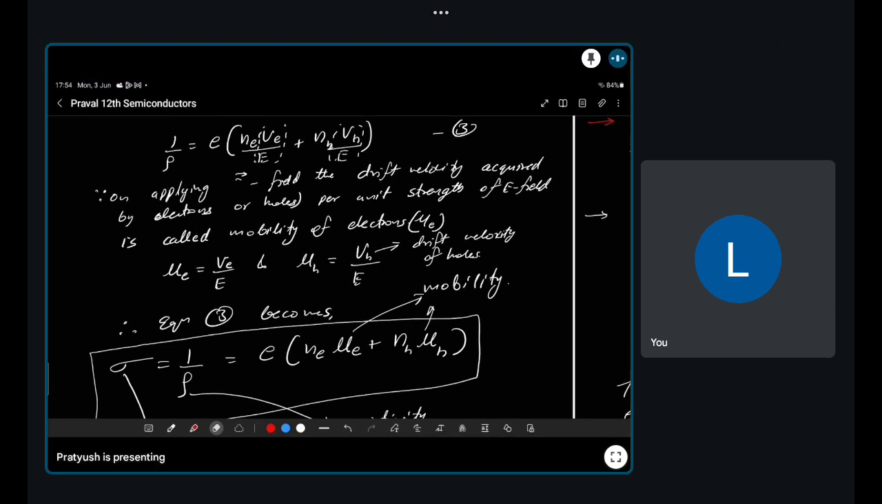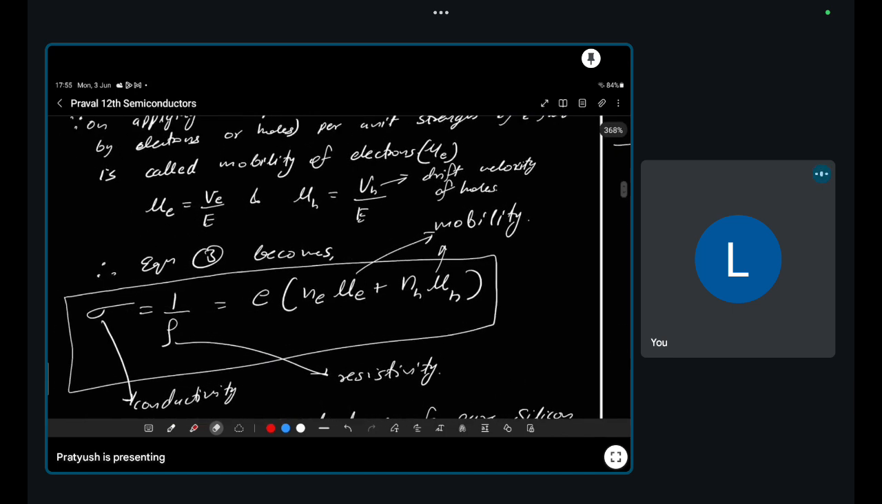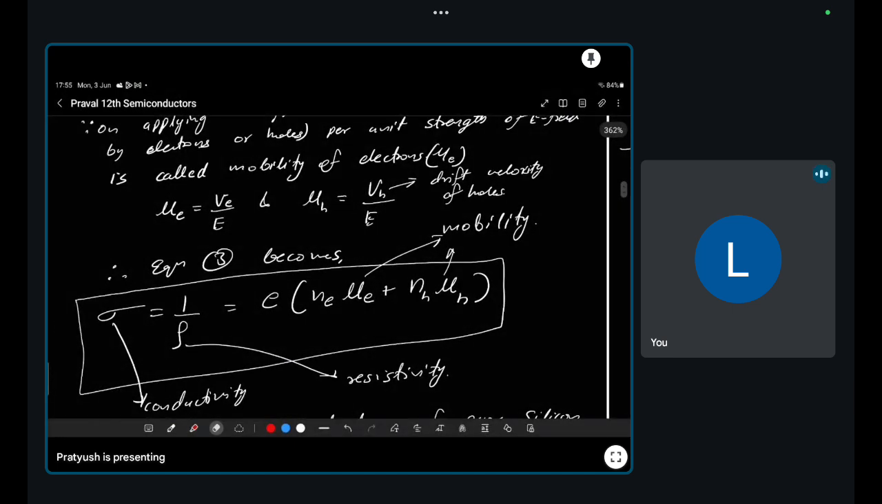Mobility is drift velocity divided by electric field, so velocity per unit electric field. This is called mobility. It is denoted as mu. So when we use mobility, 1 upon rho equals e into (n_e mu_e plus n_h mu_h), where mu_e and mu_h are the mobilities. And we know that 1 upon rho is the conductivity, the inverse of resistivity. Got it?